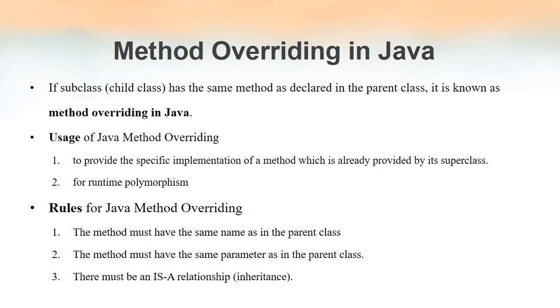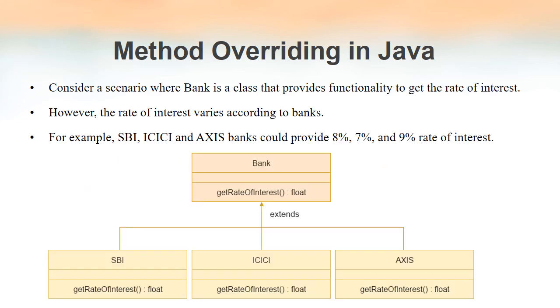Suppose we have two classes, class A and class B. Inside class A we have a method named, say, method 1. Inside class B also, if we have a method named method 1, and the parameter list is the same for both methods, we cannot say it's method overriding unless there is an inheritance relationship between class A and class B. Now we will see the first usage of method overriding, that is to provide a specific implementation of a method that is already provided by the parent class.